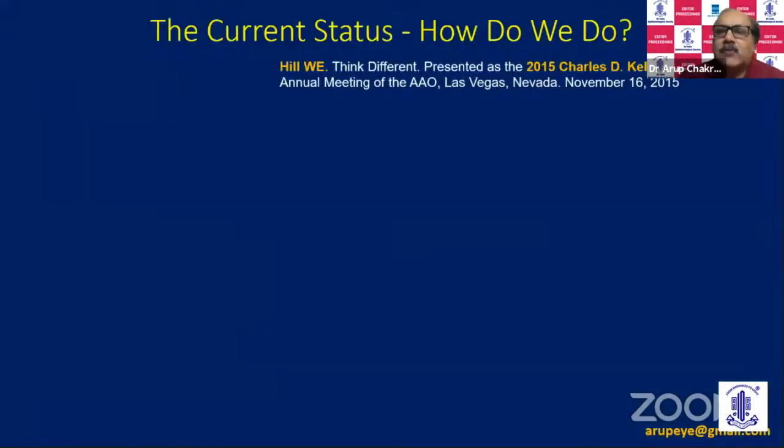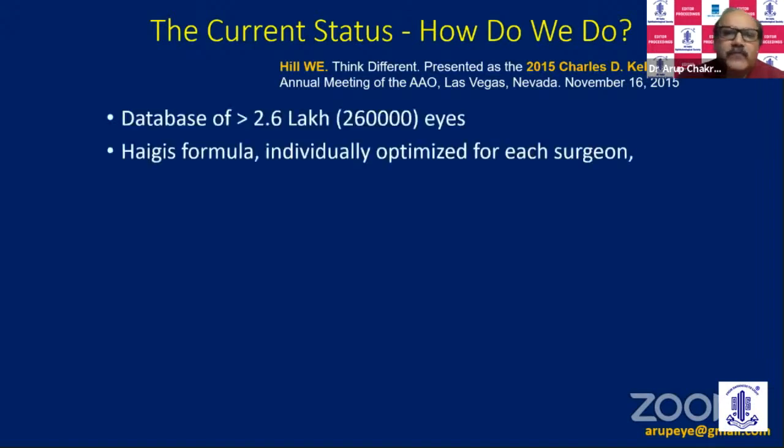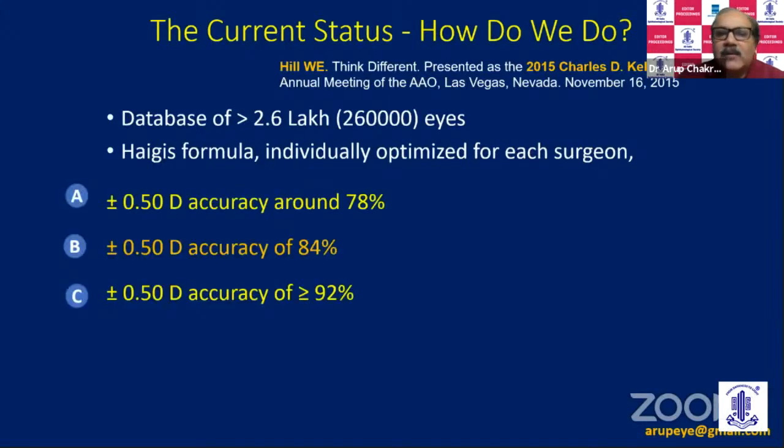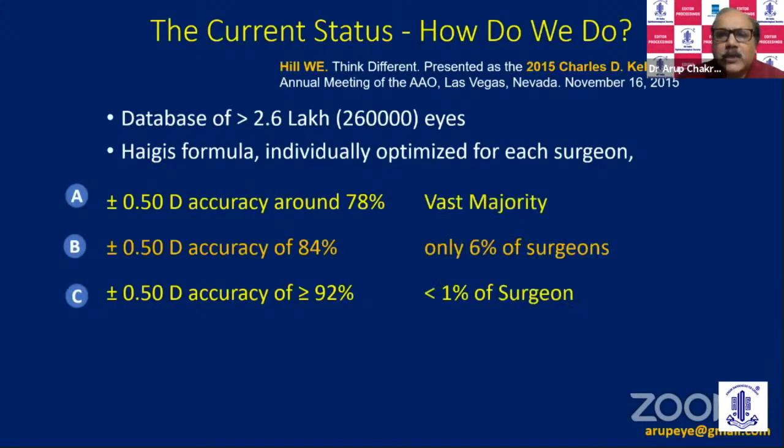And at this stage, I'd like to refer to the presentation made by Dr. Warren Hill, the Charles D. Kelman lecture in the AO meeting in 2015, where he presented results from his database of more than 2.6 lakh eyes, which were worked out with Huygens formula, triple optimized for each surgeon. And the results are pretty interesting. The vast majority of the surgeons using this database could land only 70% of the eyes within a refractive accuracy of 0.5 diopter. And less than 1% of the surgeons were able to reach this level of accuracy in 92% of the eyes. So there was a long way to go.